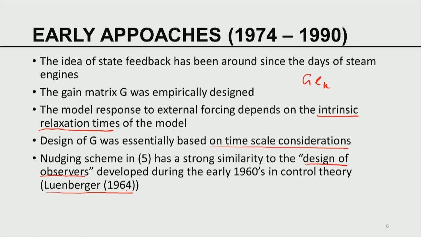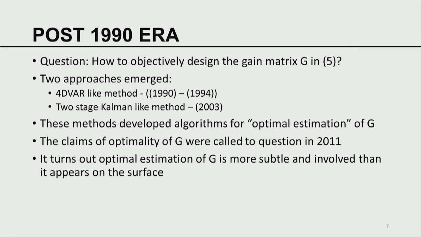So now you can see Kalman filters came from control theory. The notion of observers was already in existence in the early 60s in control theory, and maybe it was invented independently by Anthes, but I would like to emphasize a very strong similarity between the nudging scheme as used in geophysical literature as well as the observer designs in control theory. So you can see there is a great influence of control theory in the design of data assimilation algorithms.